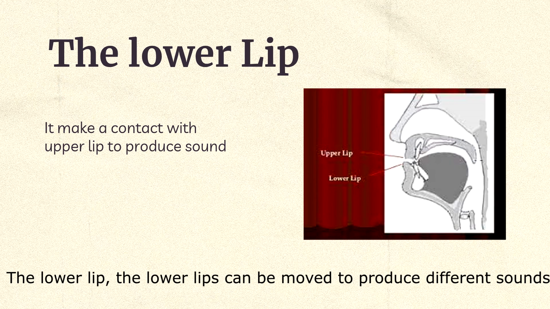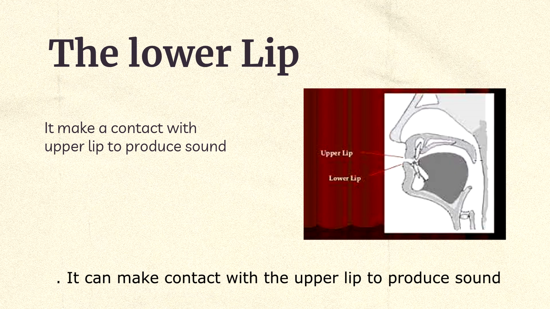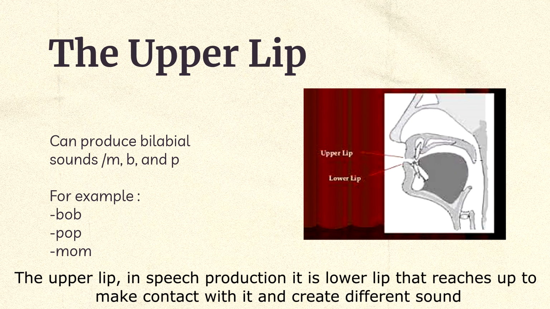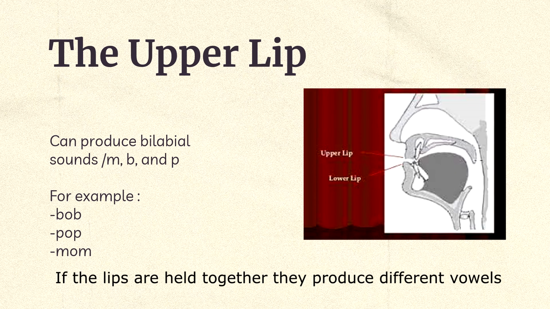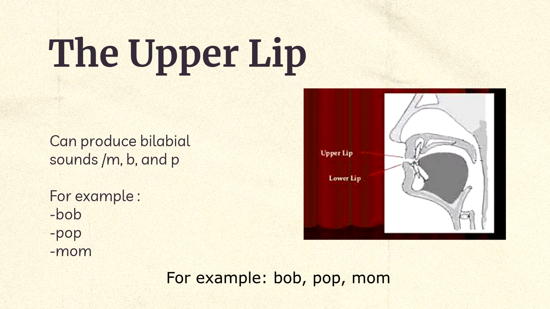The lower lip. The lower lip can be moved to produce different sounds. It makes contact with the upper lip to produce sound. The upper lip. In speech production, it is the lower lip that reaches up to make contact with it and create different sounds. The upper lip and lower lip help to produce bilabial sounds: p, b, m. If the lips are held together, they produce different sounds. For example, bop, pop, mom.